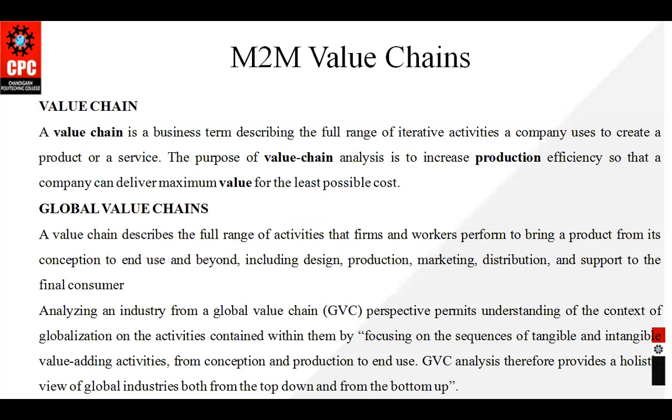Then come the value chains. Now, a value chain basically involves different types of activities that are required to increase the business or increase the production efficiency, so better results could be gained. It is basically a step-by-step business model for transforming a product or service from idea to actual reality. It will help increase business efficiency so that the business can deliver the most value for the least possible cost.